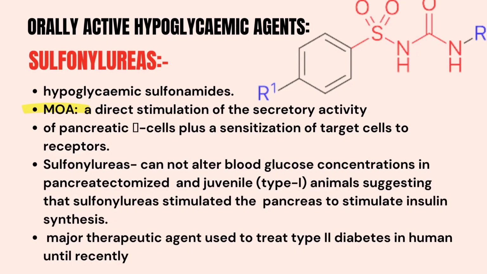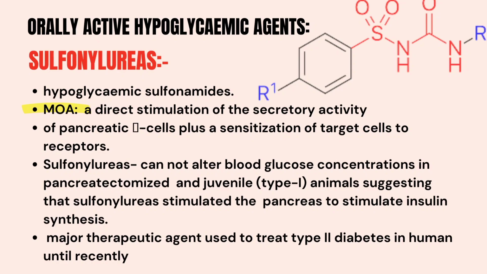Next is sulfonylureas. These are orally active hypoglycemic agents, which are hypoglycemic sulfonamides. Their action is a direct stimulation of the secretory activity of pancreatic beta cells plus a sensitization of target cells to receptors. Moreover, they cannot alter blood glucose concentrations in pancreatectomized and juvenile animals, suggesting that sulfonylureas stimulate the pancreas to stimulate insulin synthesis. In general, it is the major therapeutic agent used to treat type 2 diabetes in humans until recently.